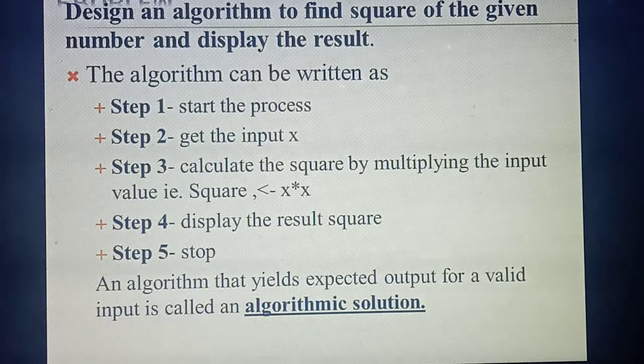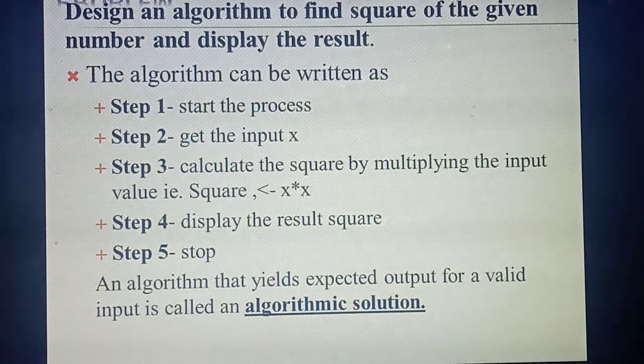Then the next step, step 2. For example, squaring a particular number, say 2 square. That number you need to store in a variable first. Maybe A, B, C or X. Here they are taking the variable name as X. Without the variable you cannot square. For example, if you give 2 square, you need to assign the value to a variable. That's the important thing.